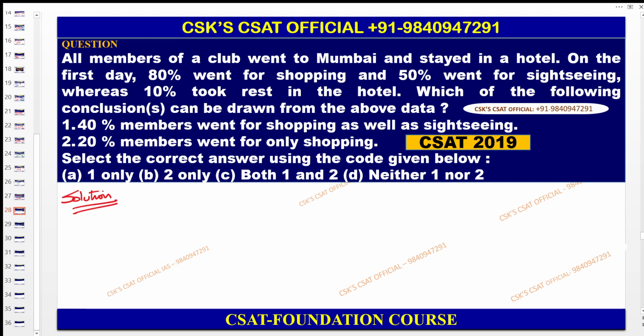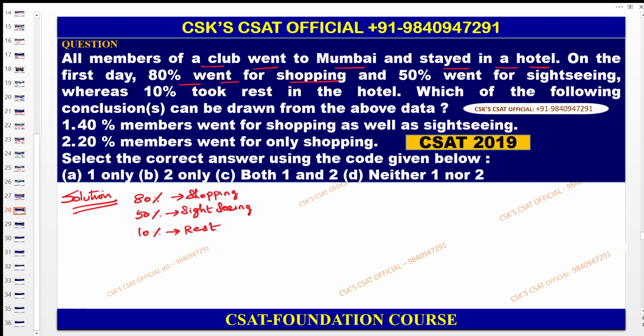You can ask your doubts. Now listen. All the members of the club went to Mumbai and stayed in a hotel. On the first day, 80% went for shopping. So 80% went for shopping. 50% went for sightseeing. Sorry, 10% not going anywhere.